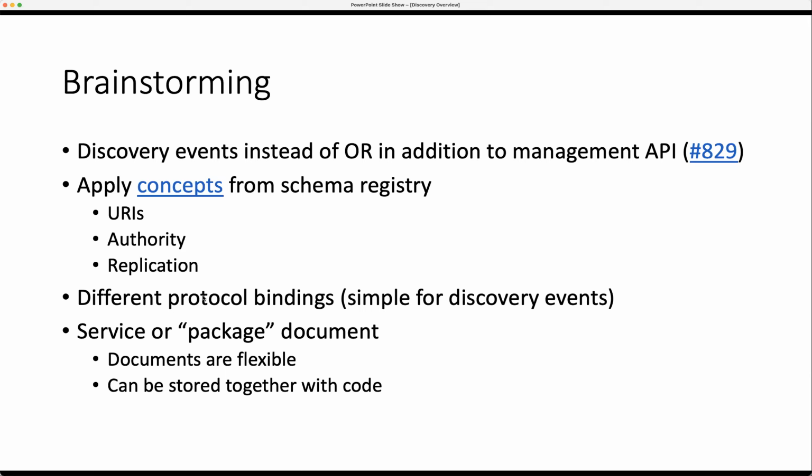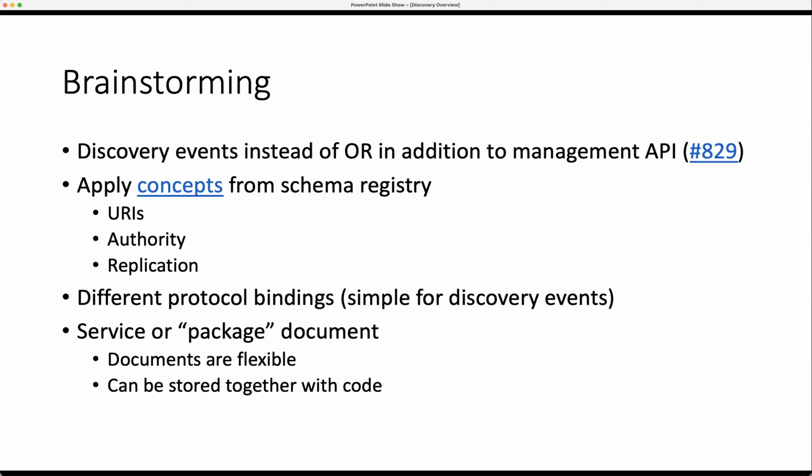I mentioned already protocol bindings. Especially in cases where you have an event infrastructure with intermediaries, you already have a consumer that is connected to that infrastructure, and if you can then use the same protocol bindings to retrieve discovery updates, for example, that could be nice in addition to just the REST APIs for discovery.